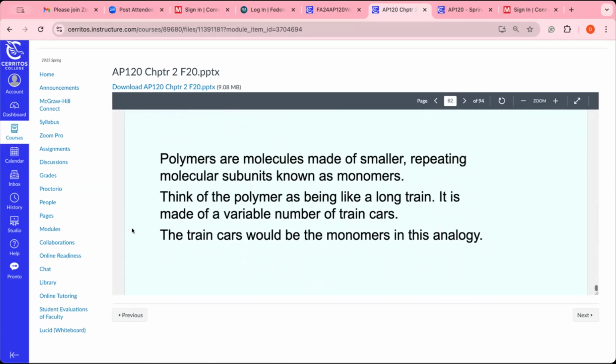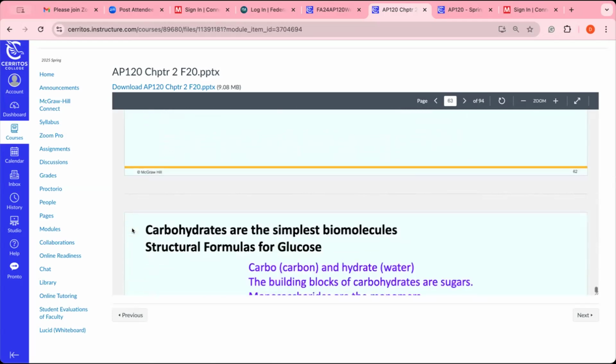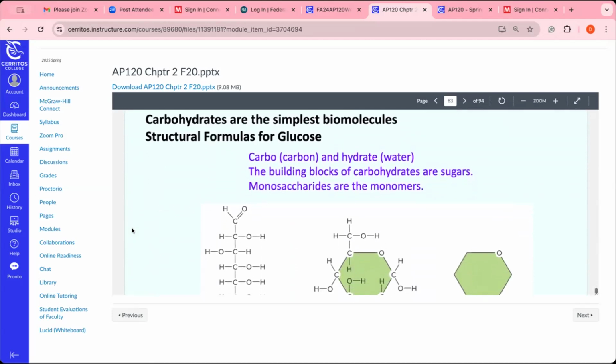I'm sure she's going to give us more examples of that. Carbohydrates are the simplest biomolecules. Now we're getting into organic chemistry here and some biochem. Carbon and hydrate, water. The building blocks of carbohydrates are sugars.